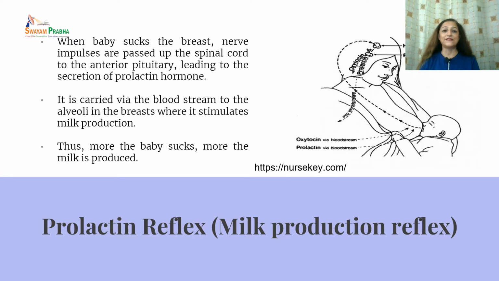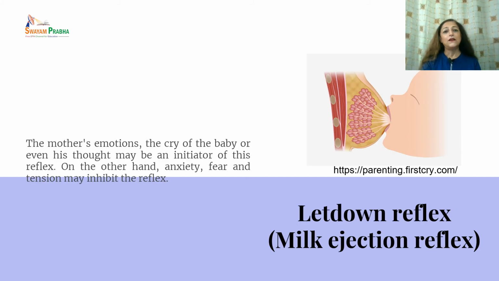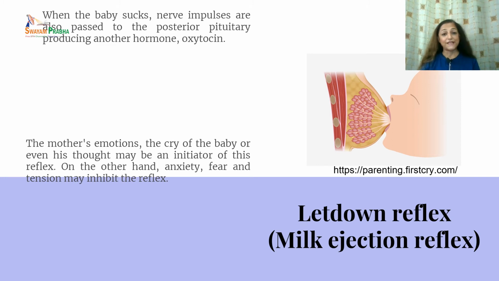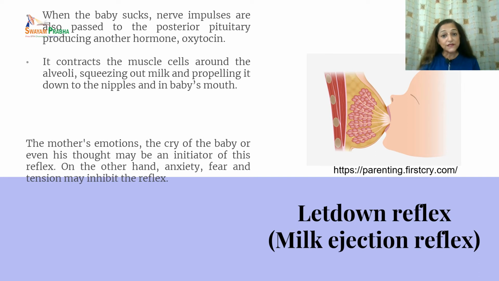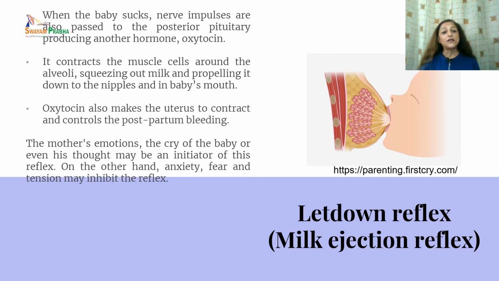This whole reflex is known as the prolactin reflex, or we call it the milk production reflex. When the baby sucks the breast, these nerve impulses are also passed to the posterior pituitary and it will produce the second hormone, oxytocin, as we have just seen in the previous diagram also. It contracts the muscle cells around the alveoli, which squeeze out milk and propel it down to the nipples in the baby's mouth. And oxytocin also makes the uterus contract and it controls the postpartum bleeding also.